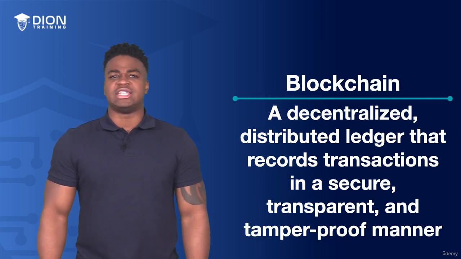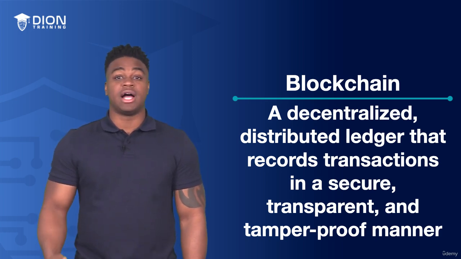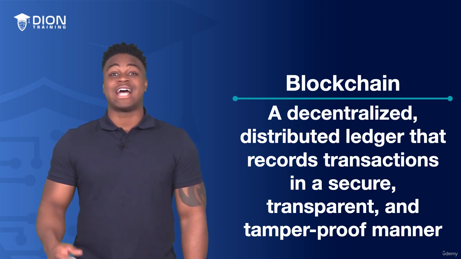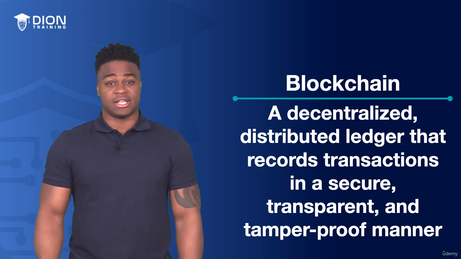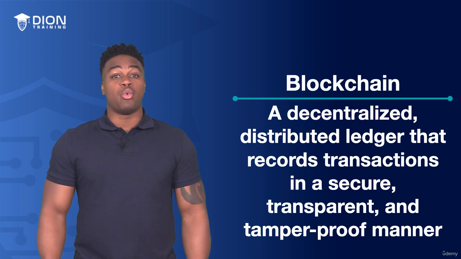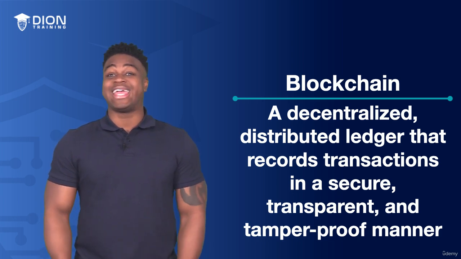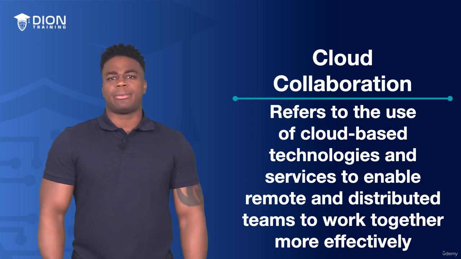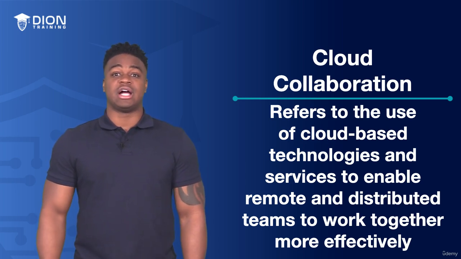The blockchain is a decentralized distributed ledger that records transactions in a secure, transparent, and tamper-proof manner. It consists of a chain of blocks where each block contains a cryptographic hash of the previous block, a timestamp, and transaction data. This structure ensures that once data has been recorded on the blockchain, it cannot be altered or deleted without being noticed.